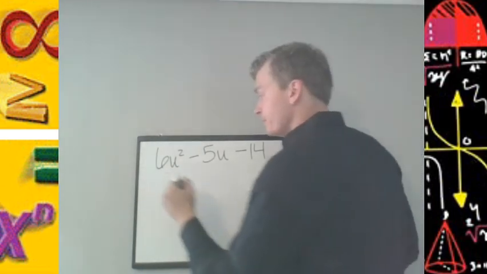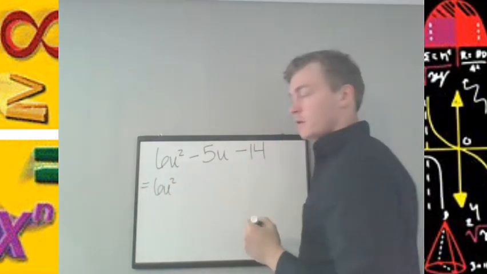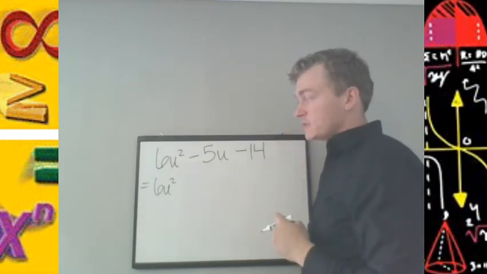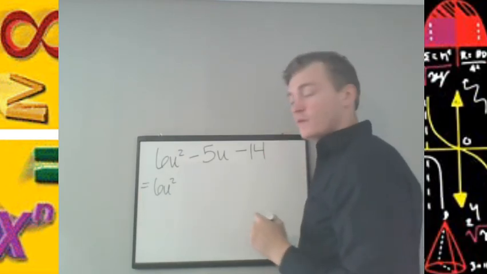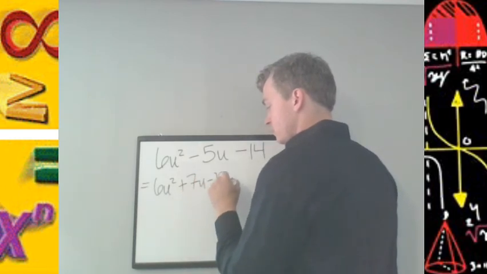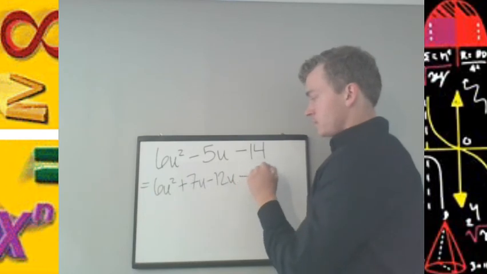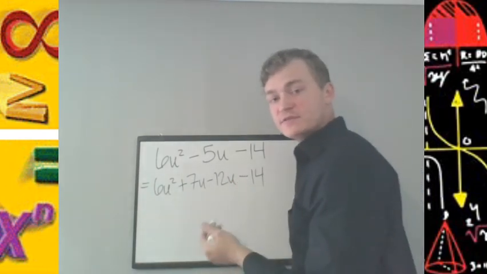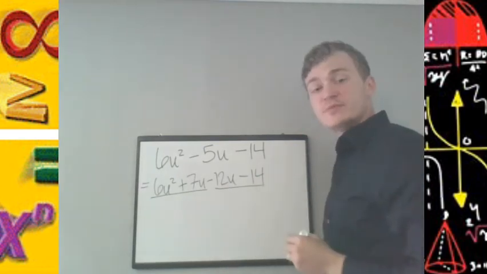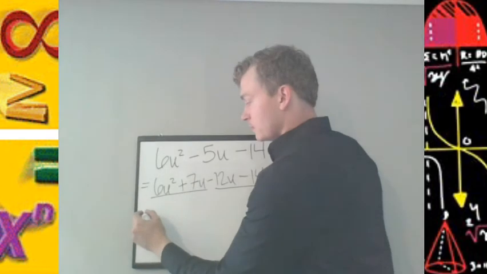Rewriting the middle term. We said here we were going to do the plus 7u minus 12u. Again, that's still going to make up this. But now this allows us, because we have it as a 4-termed polynomial, to group the first two terms together, group the last two terms together, and determine a greatest common factor for each of the pairings.